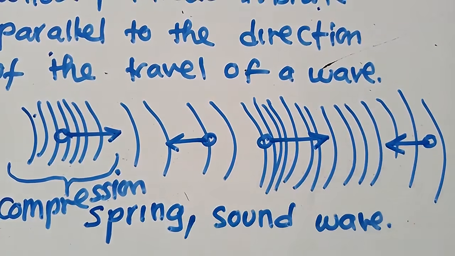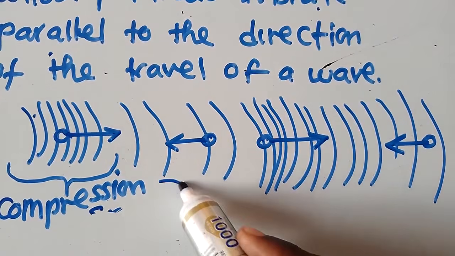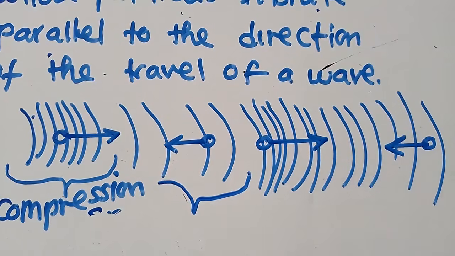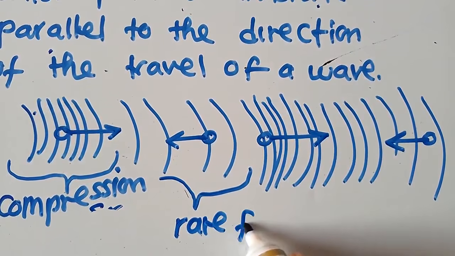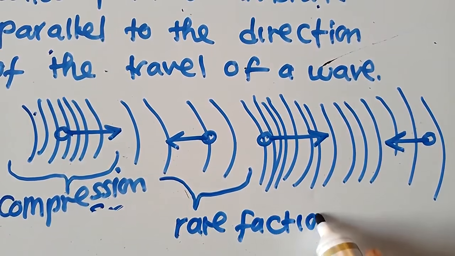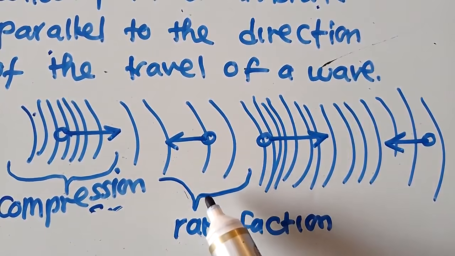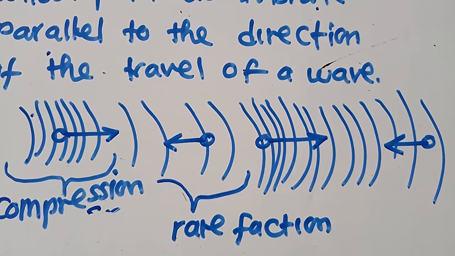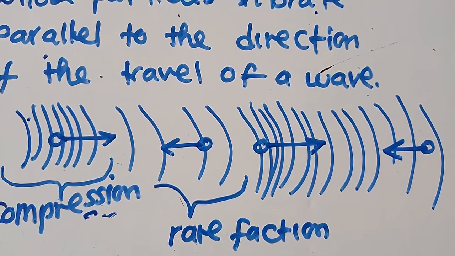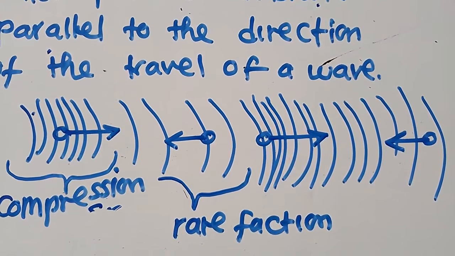Then this part here, where the particles are spaced like that, is called rarefaction. That's where we've got low pressure. Particles are spaced. This is what you need to understand.